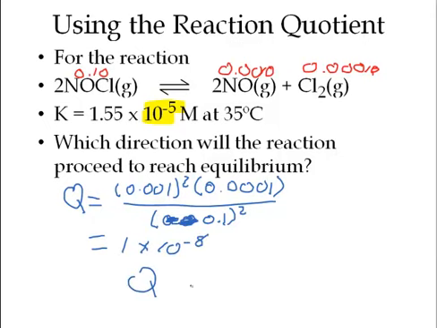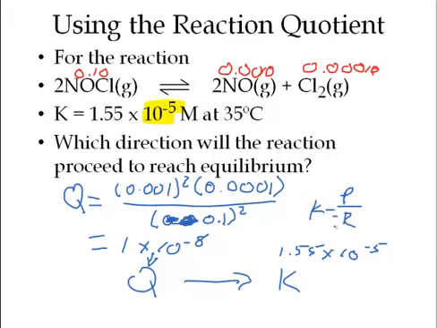Okay, so again, I think this way. Rather than memorizing what's got to go bigger, I write it like this, and look what K is. 1.55 times 10 to the minus 5th, and here's Q right here. Okay, Q is smaller than K. So again, if we think of K being the products over the reactants, the only way for us to reach this equilibrium is for the number to get bigger, right? The reactants have got to go down, or you could think of the value of the products has got to go up. So what that tells us is this reaction's going to shift to the right.